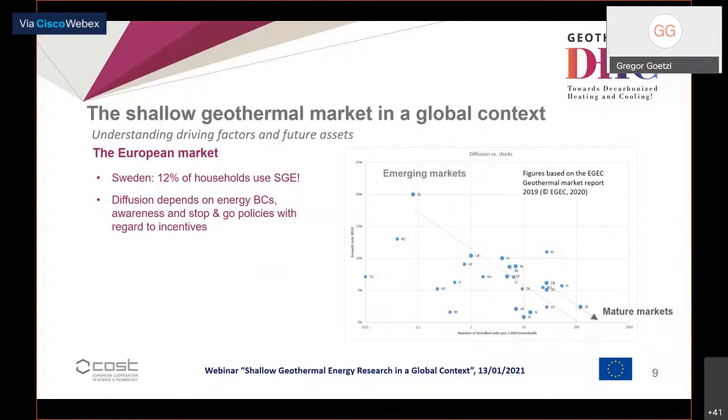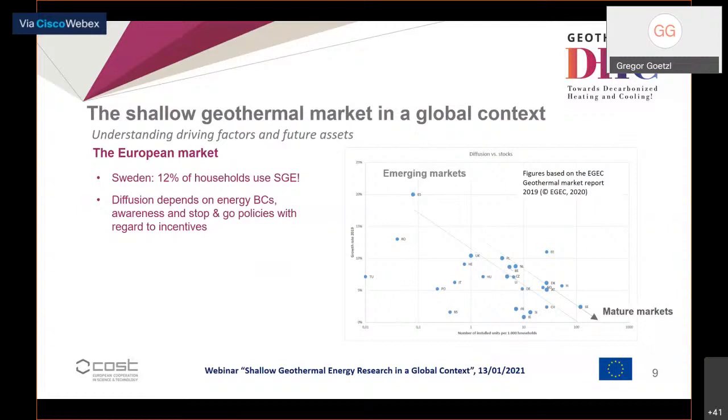And you can also see this development path from emerging markets having a low diffusion rate when it comes to installed units per households, but high annual growth rates. And then you come, of course, naturally to high diffusion rate and low growth rates, because the market already started to get saturated.